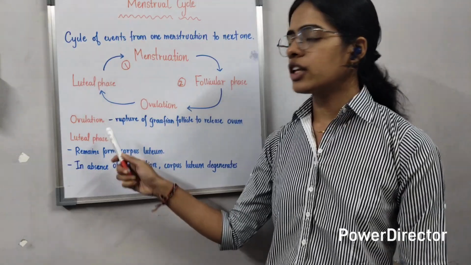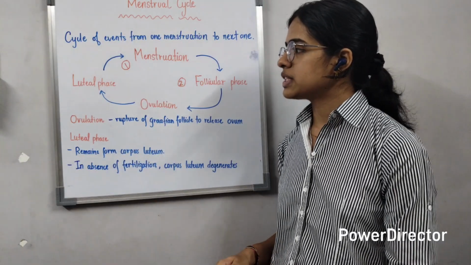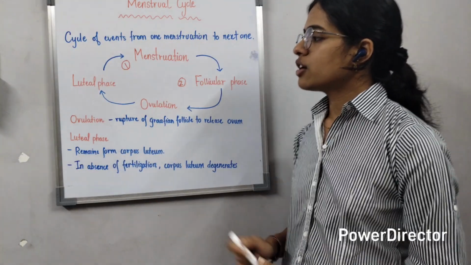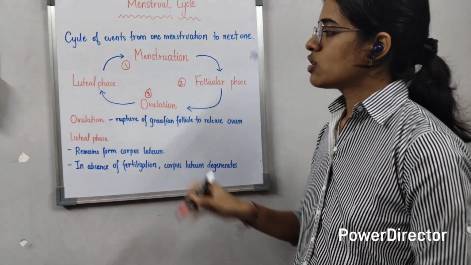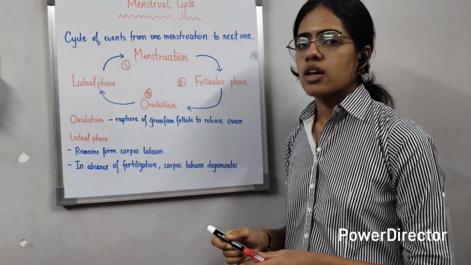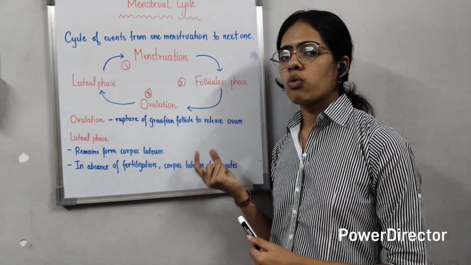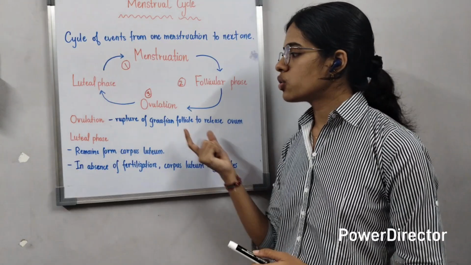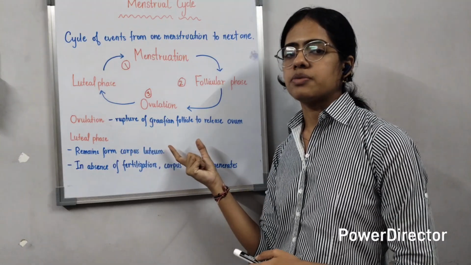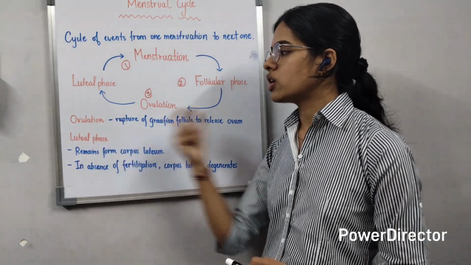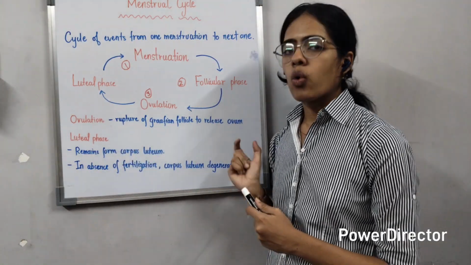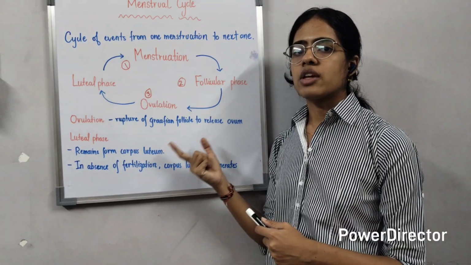Now I'll explain the third and the fourth phases of the menstrual cycle. The third phase is the ovulation phase. Ovulation is the release of the ovum, which occurs due to the rupture of the Graafian follicle. The whole process is called ovulation, the release of the ovum due to the rupture of the Graafian follicle.